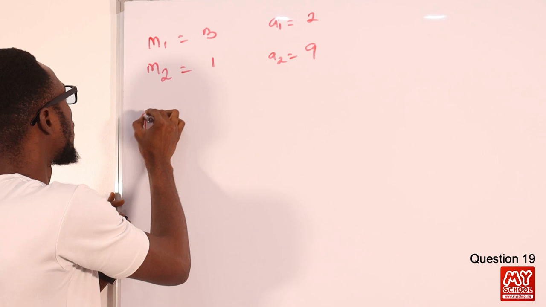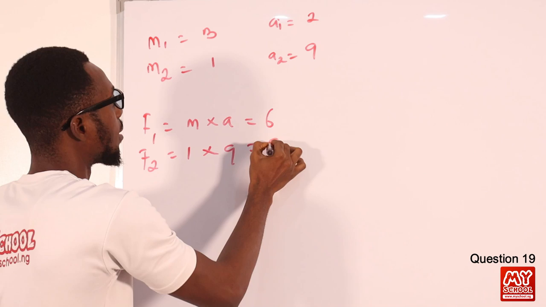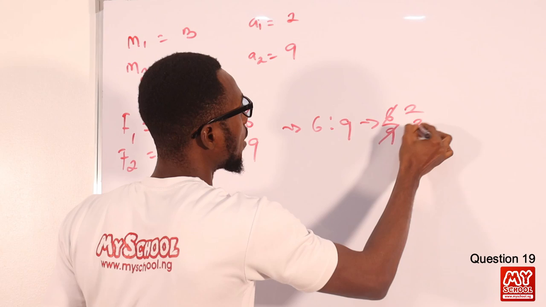So I can decide to say, for my F1, that is mass times acceleration, which is 3 times 2, that is 6. For my F2, that is mass times acceleration, which is 1 times 9, that is 9. So the ratio will be 6:9, which is 6/9. This is 2/3 or 2:3.